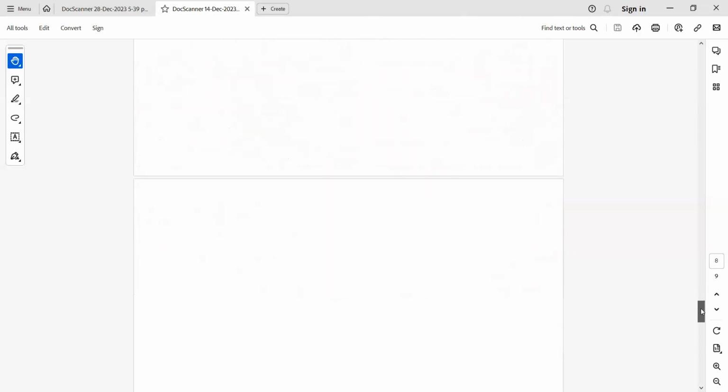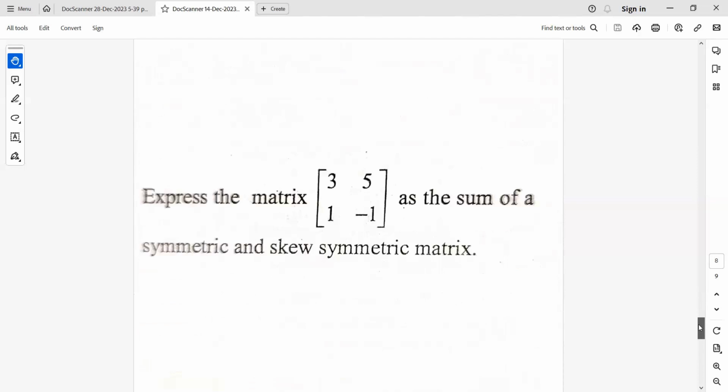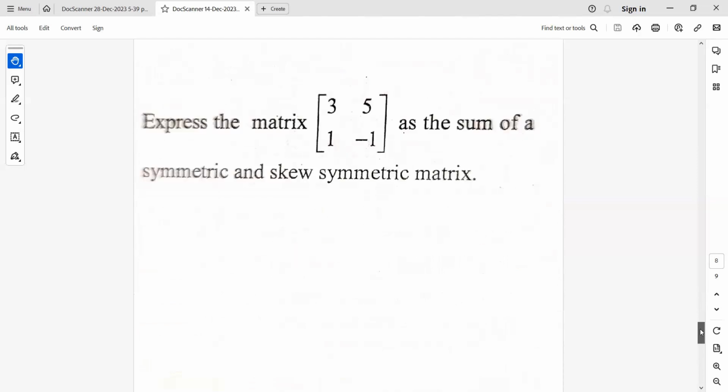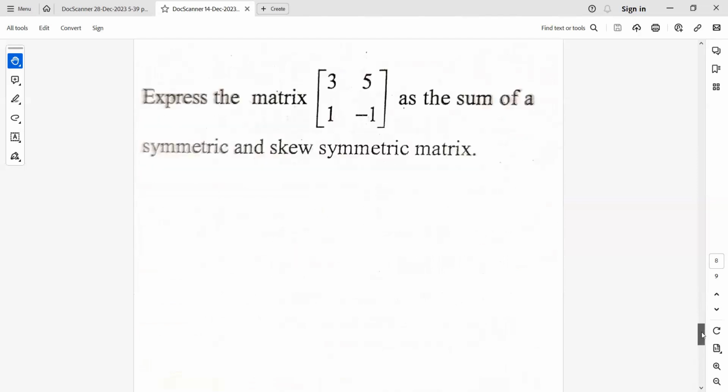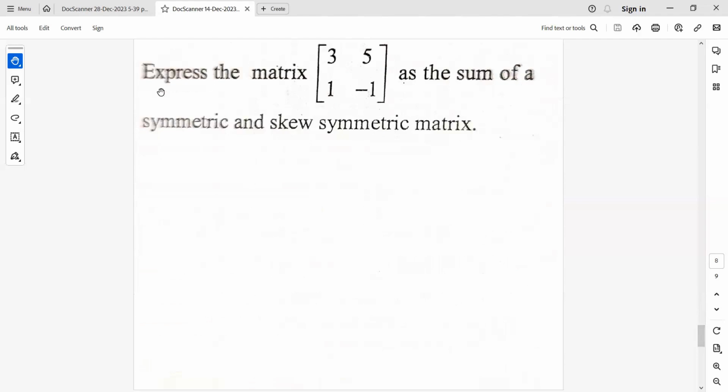Next question. Okay, a very important question, and this question occurs for 3 marks. So here the question is, express the square matrix as the sum of a symmetric and a skew symmetric matrix. So we need to express this one as the sum of what? A symmetric and a skew symmetric matrix.